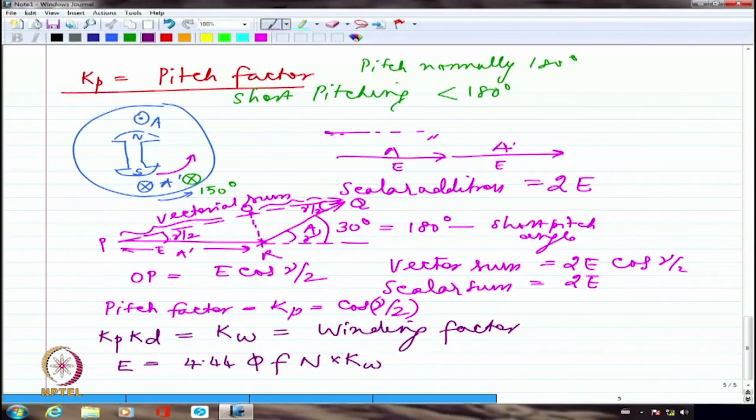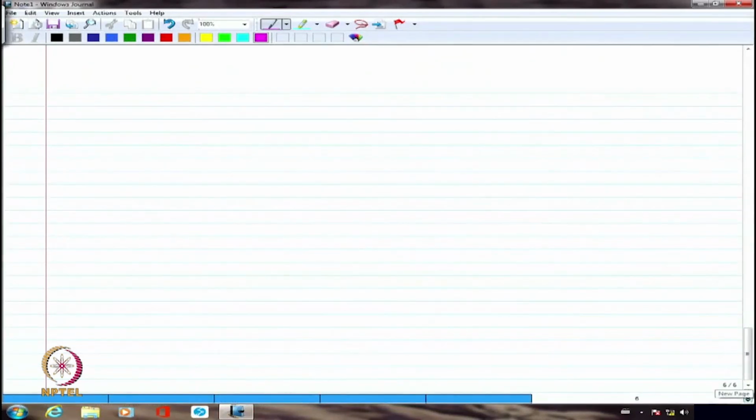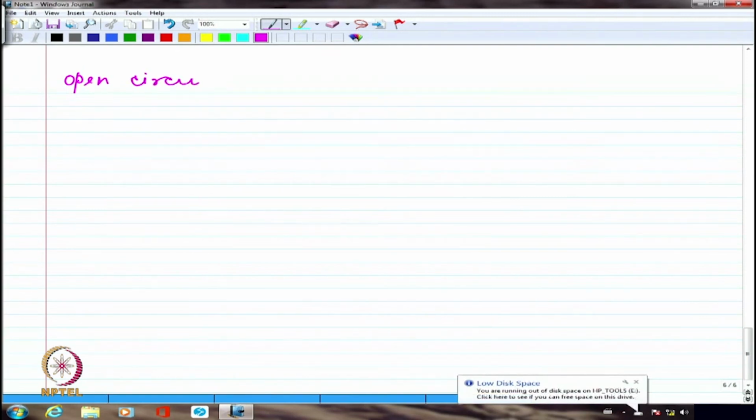Now that we have at least seen the difference in the winding structure between a transformer and an induction motor or synchronous machine, let us first look at the open circuit characteristics of a synchronous machine.